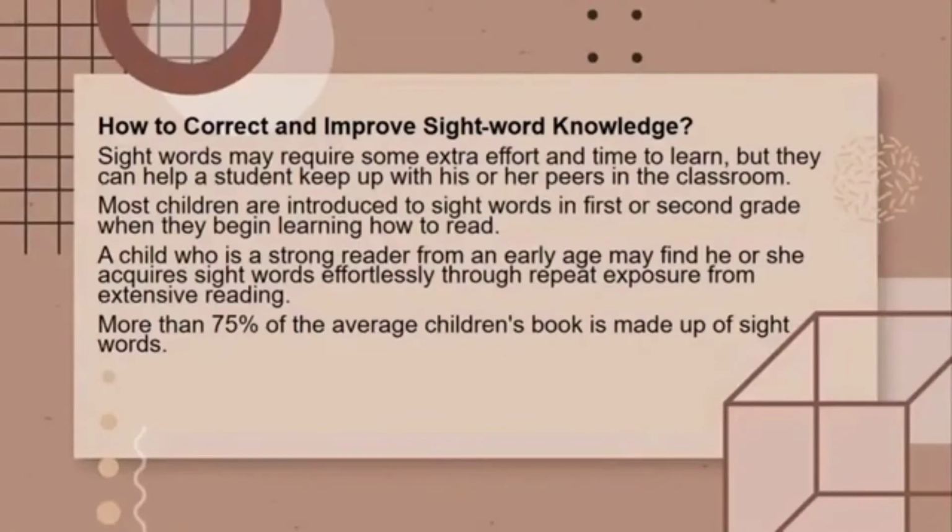Now, how to correct and improve sight word knowledge. Sight words may require some extra effort and time to learn, but they can help a student keep up with his or her peers in the classroom. Most children are introduced to sight words in first or second grade when they begin learning how to read. A child who is a strong reader from an early age may find he or she acquires sight words effortlessly through repeat exposure from extensive reading. As a matter of fact, more than 75% of the average children's book is made up of sight words.